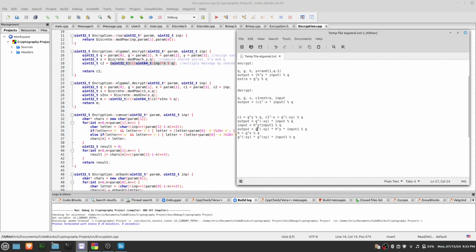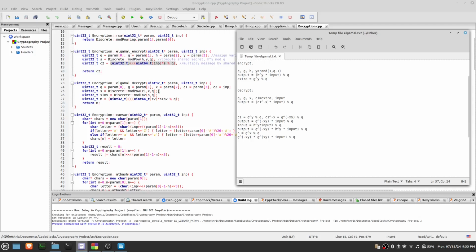So C1 is equal to parameter 3, which is what is that? Oh, okay. Parameter 3 is g to the power of y mod q. That's the extra bit of information that got saved. That's right. And so you know g to the power of y, and remember h is g to the power of x. So we raise that to the power of y and then multiply by our message. Whereas here we have g to the power of y.